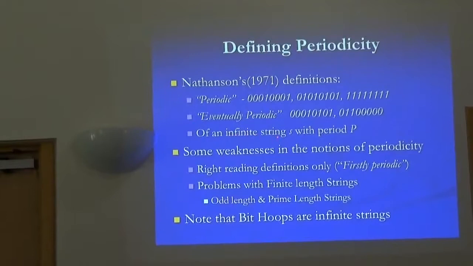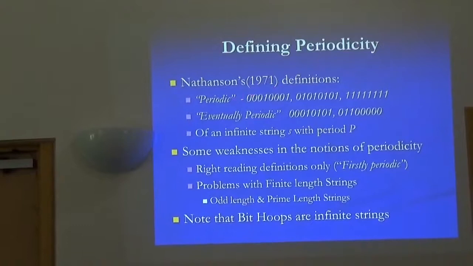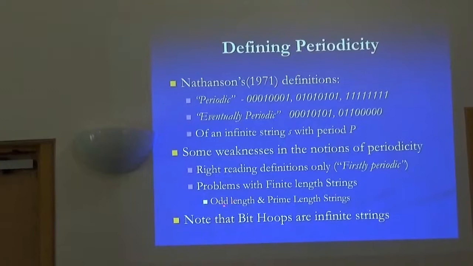Of course, yours truly is dealing with finite length strings, because we're working with data in a computer. The eventually periodic should really have a complement which is firstly periodic, and it doesn't in Nathanson's work, so there's a little bit of omission there. And there's also some weaknesses with regard to strings that are either odd length or prime length. So I've discovered some weaknesses in BiEntropy which are to do with this issue, which I'm presently working on.